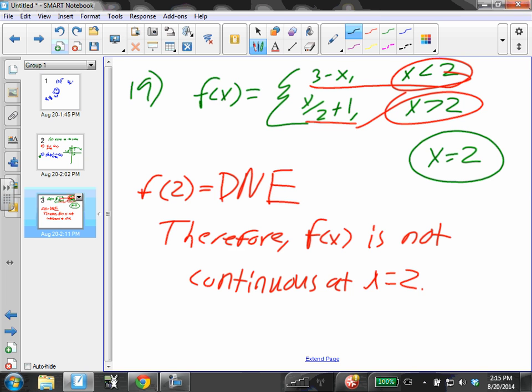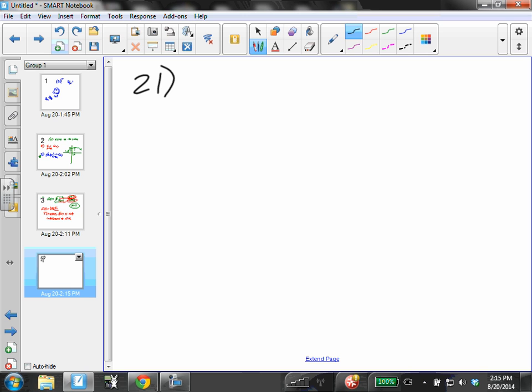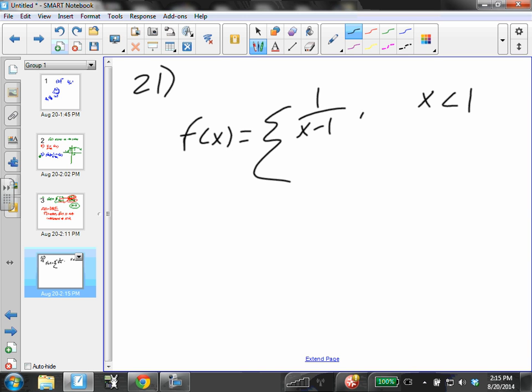Let's do 21. 21 says this, f of x is equal to 1 over x minus 1 when x is less than 1, and x cubed minus 2x plus 5 anytime x is greater than or equal to 1.